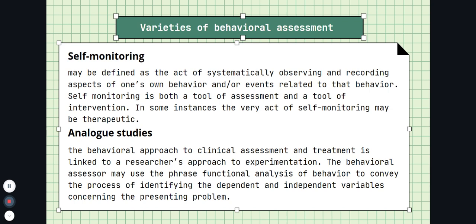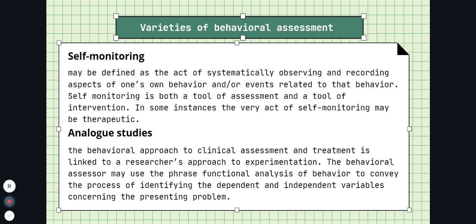So the behavioral assessor proceeds in many ways like a researcher. Why? Because the client's problem is the dependent variable, and the factor or factors responsible for causing or maintaining the problem behavior is the independent variable.